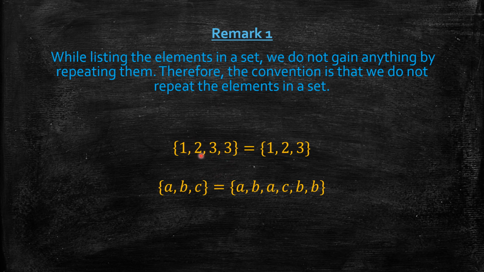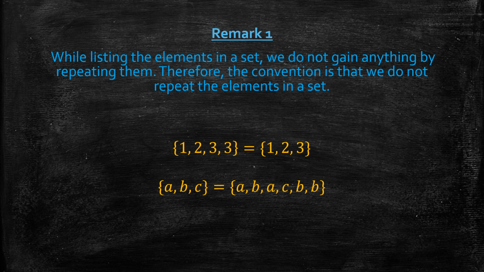The first one is {1, 2, 3, 3}, and this is equal to {1, 2, 3}. The convention is we do not repeat the elements in a set. So this is the correct way of writing the set and this is the wrong way because we have written 3 two times, we have repeated one element two times. Similarly here, this is the convention of writing the set and this is not correct because here we have repeated some element more than once. Like here A is repeated twice, B is repeated thrice, okay.